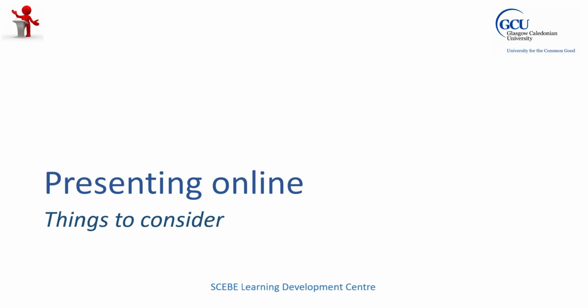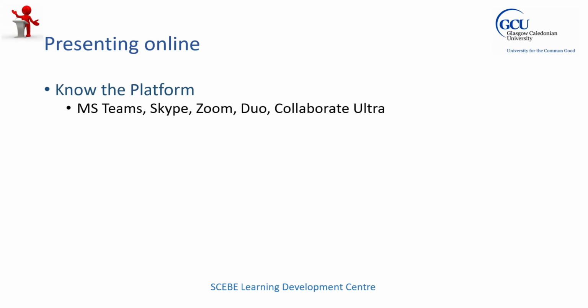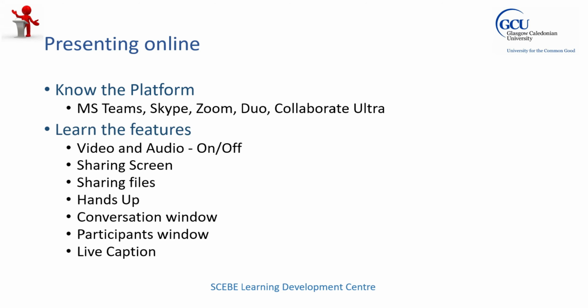Now, presenting online, there are some additional things you need to consider. A lot of the things we've talked about so far still count, but there are some additional things. So the first thing would be know the platform. If you're using Teams, Skype, Zoom, whatever, make sure you know your way around it. Make sure you learn the features. How to put the video and audio on and off.